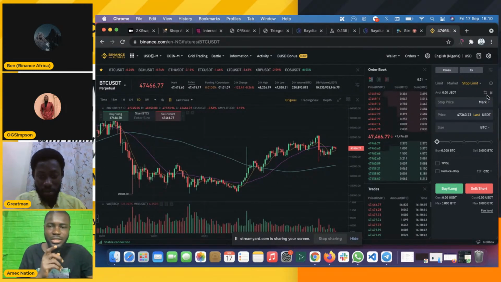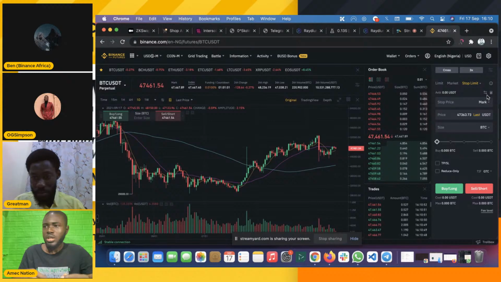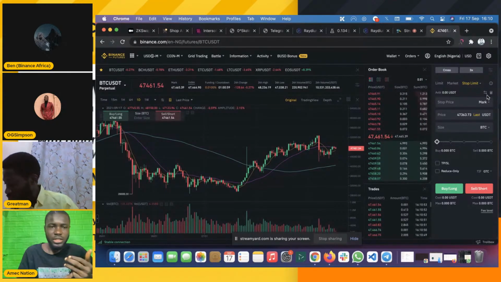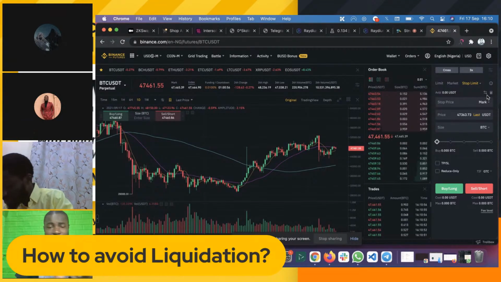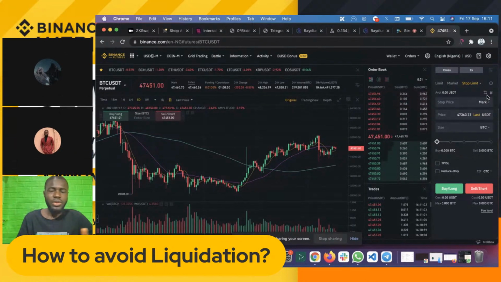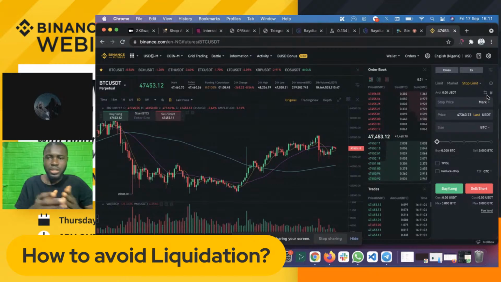So basically, how to avoid liquidation, because that's very important. Like I mentioned earlier, the main tip to avoid liquidation, in my own opinion, is not trading or using very, very high leverages, right? If you don't really know what you are doing yet and you use a high leverage, you are at high risk of getting liquidated, right?